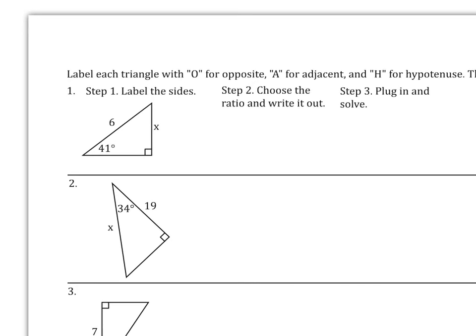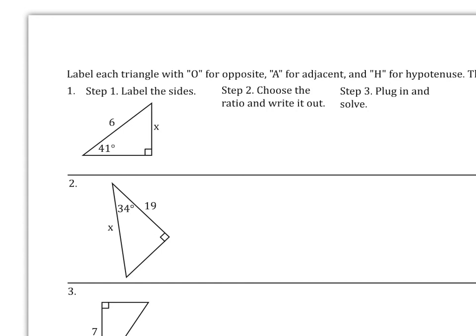I want you to label the sides, choose the ratio and write it out, plug in and solve. If you choose not to label the sides, I'm not upset about that. You do what you want on that. If you're struggling figuring out what's what, that would probably help you to begin with.